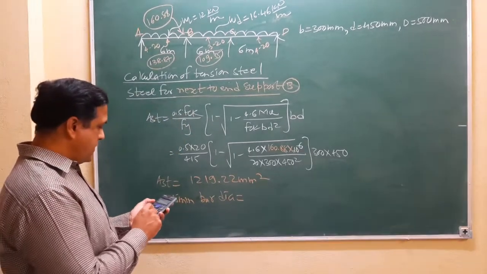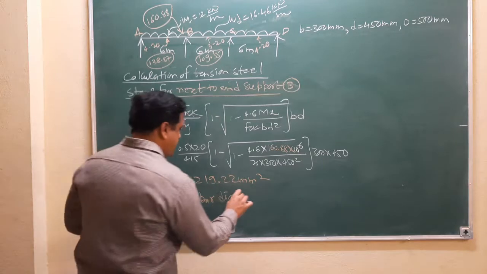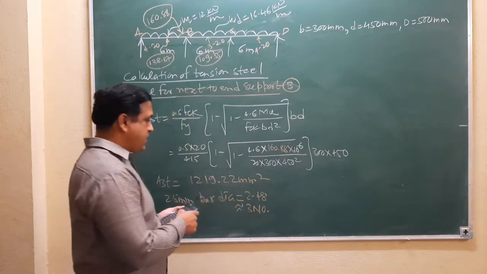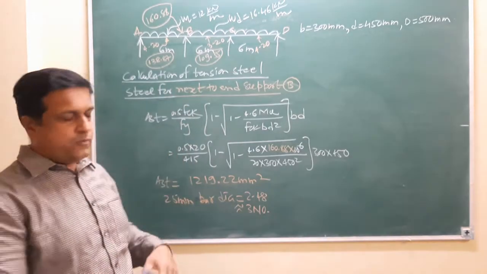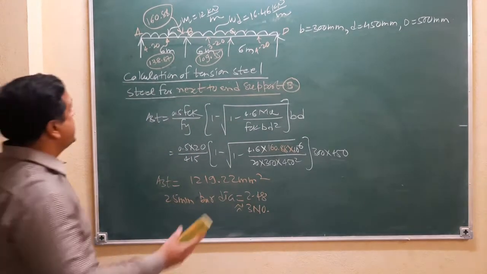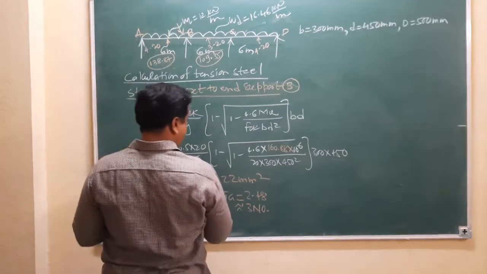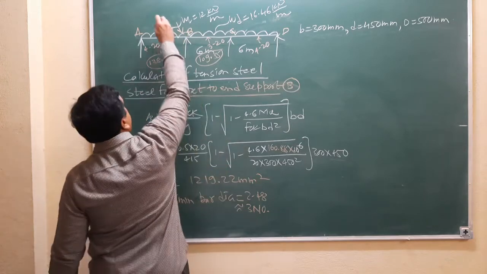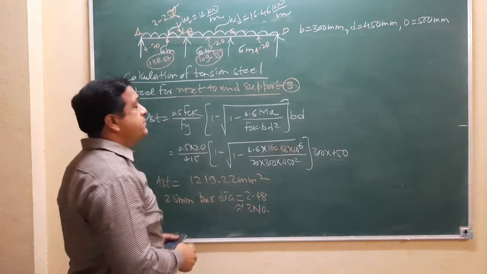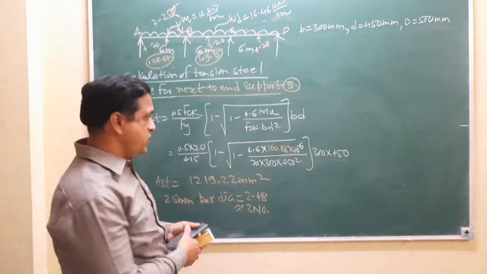What is the number of bars? Dividing by pi by 4 into 25 into 25, it is 2.48. That means you have to provide 3 bars at top on support. Okay, so I will write it here. 3 bars of 25 mm diameter. The steel is provided at the top of B and at the top of C, particularly at that location.